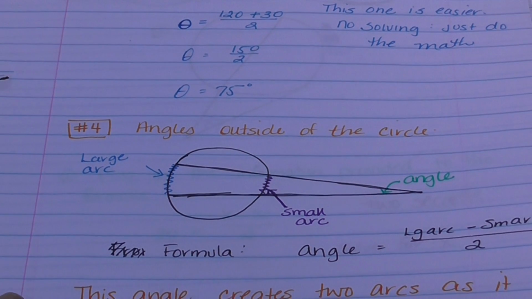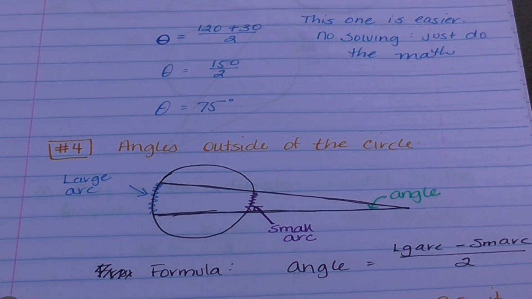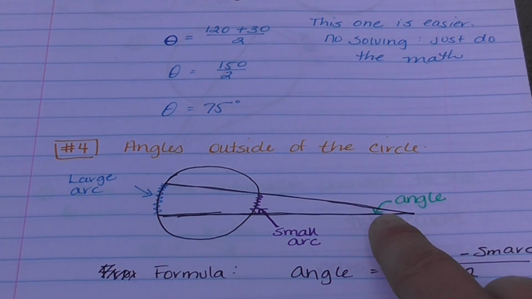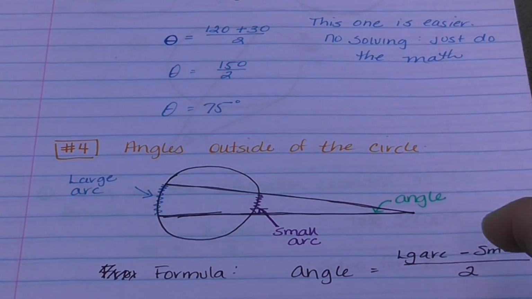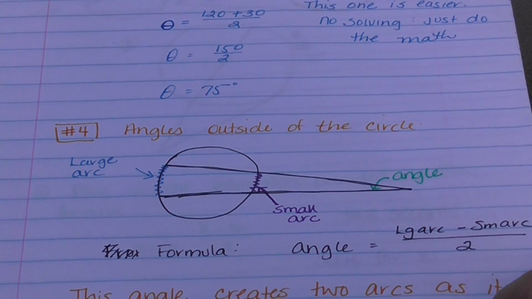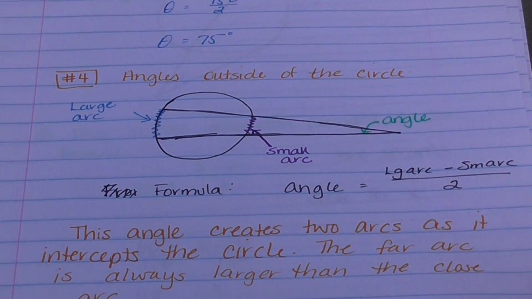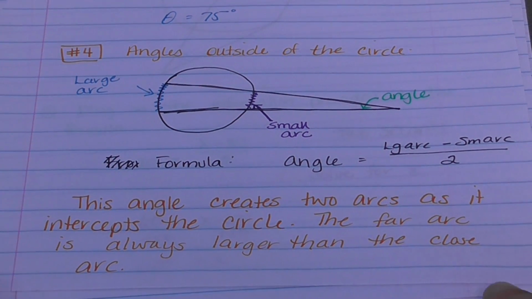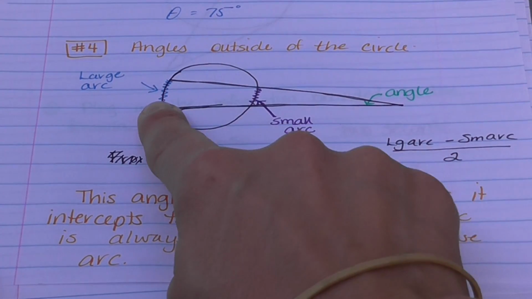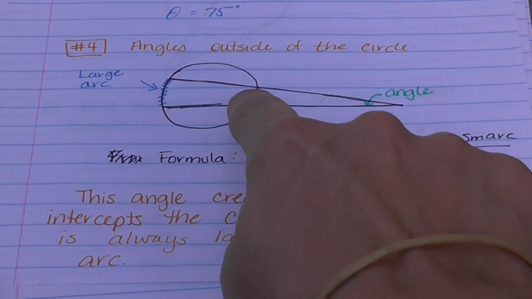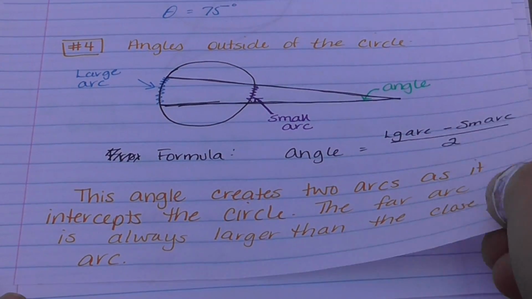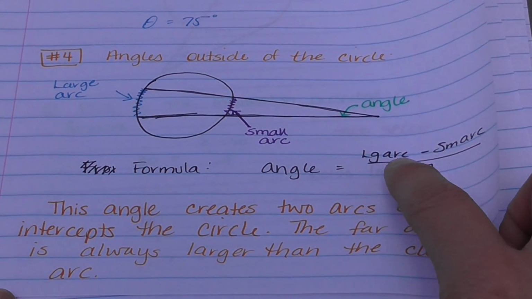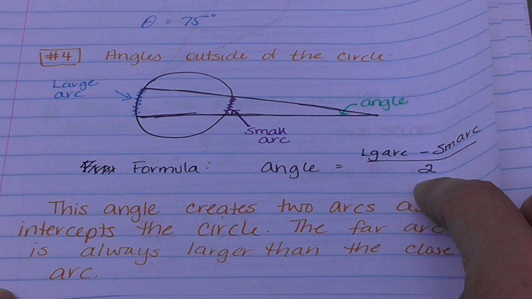The next type of angle is angles created outside the circle. You've got an angle out here and it could be created by secants or by tangents or by a combination. What you have with these is that this angle creates two arcs as it intercepts the circle. So one arc always ends up being larger than the other. The closer arc is the smaller arc and the farther arc is the larger arc. Your formula is going to be large arc minus small arc divided by 2.